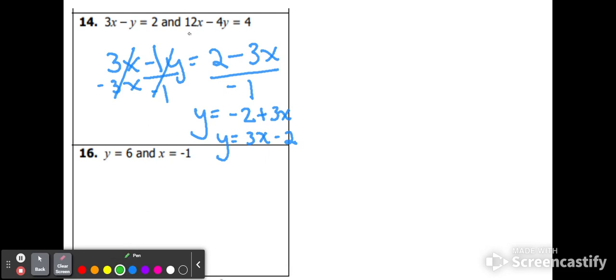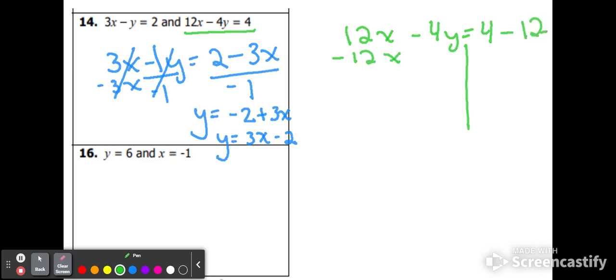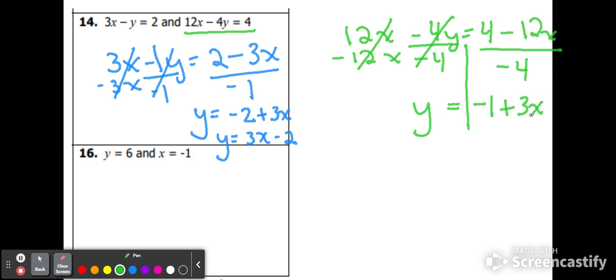All right, let's do this one here. 12x minus 4y equals 4. Let's move that term. Divide by -4. Remember, it's this entire side. So y equals 4 divided by -4, -1. -12 divided by -4, +3. Let's write this in proper form. 3x minus 1. So we have a slope of 3 and a slope of 3. We have parallel lines in problem 14.